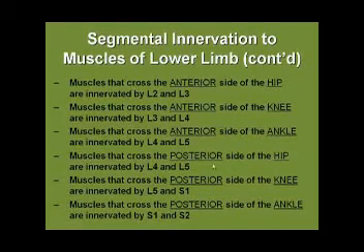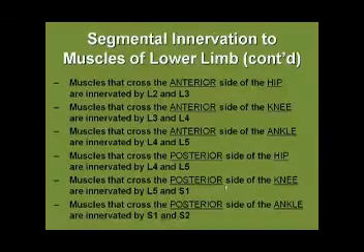So it's L4 and 5 for the ones crossing the back of the hip, L5 and S1 for those crossing the back of the knee, and S1 and S2 for those crossing the back of the ankle. So it's the same general concept of a proximo-distal gradient, but with this minor variation of having two gradients, one for the front and one for the back.